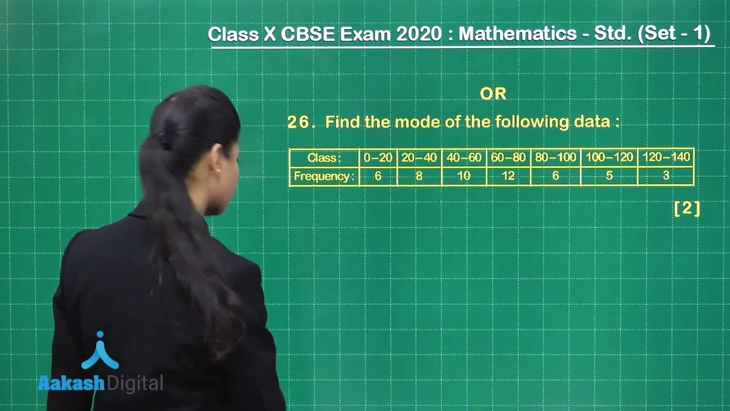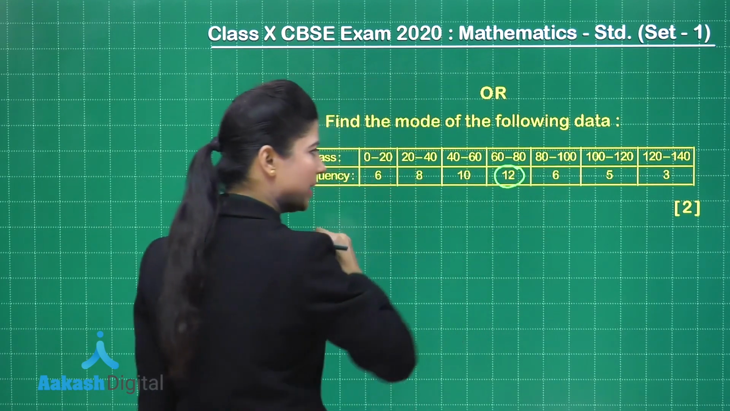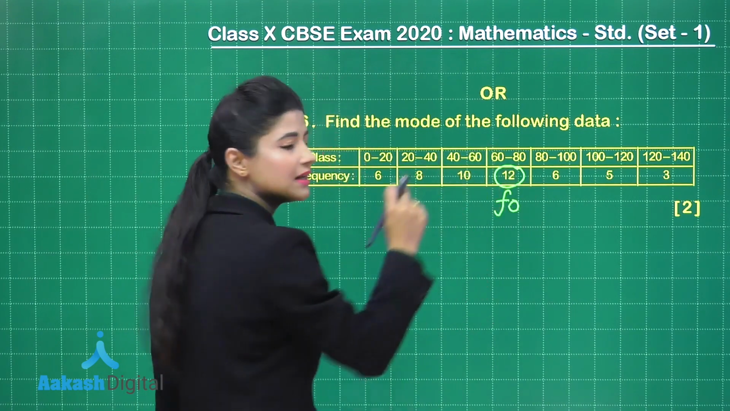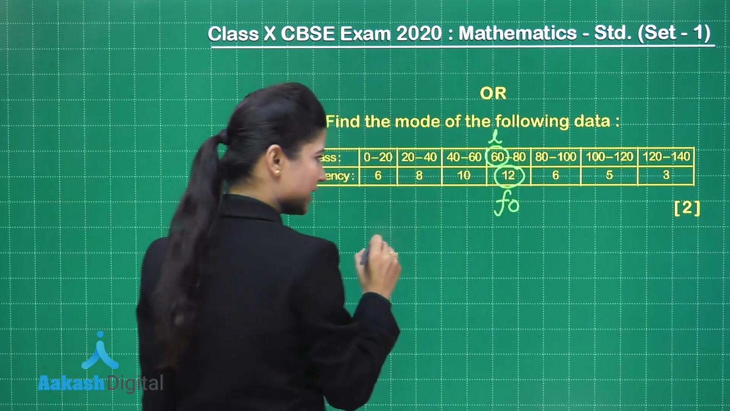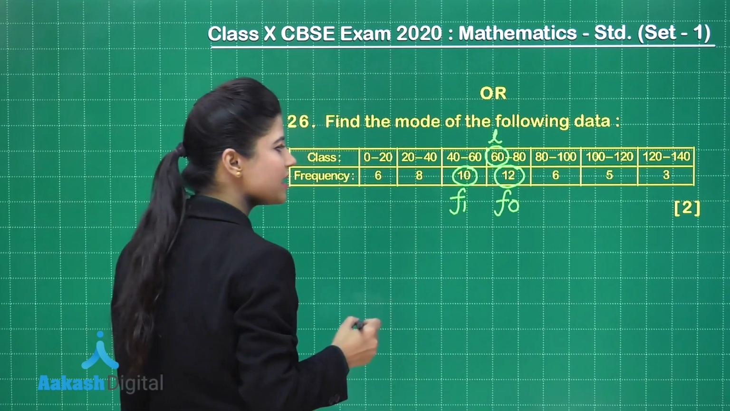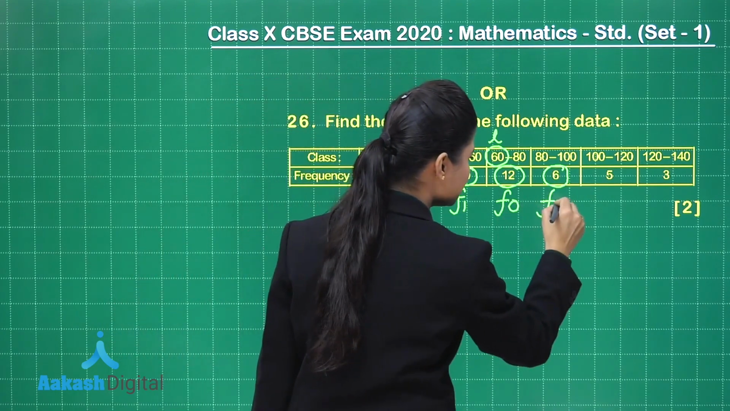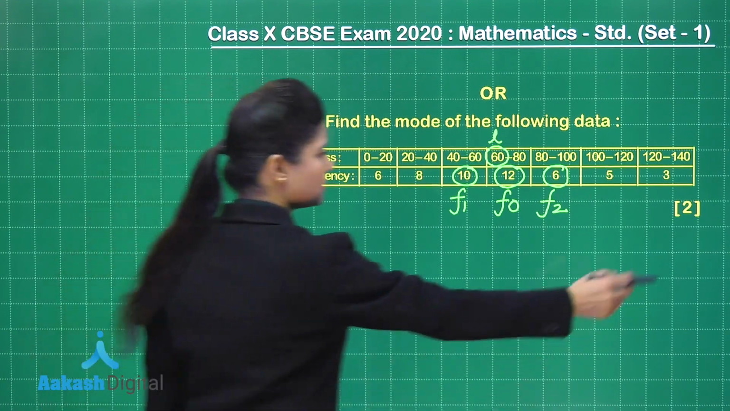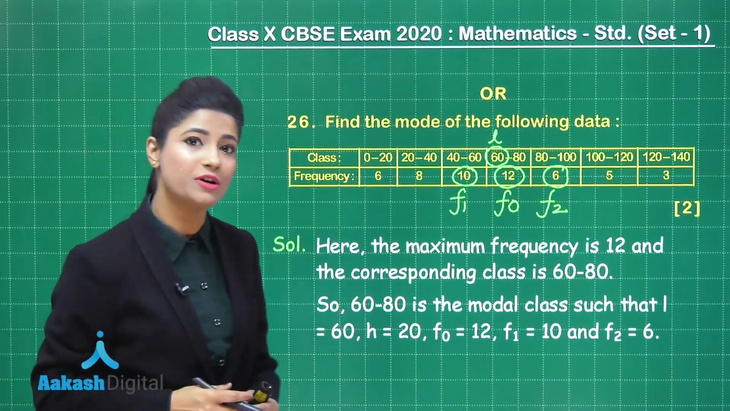When you observe the frequencies provided, out of all classes, the highest frequency is here, 12. So this is F0, the frequency of the modal class. This is the modal class having the class interval 60 to 80. So 60 is the lower limit of the modal class. Here 10 is the frequency of the class preceding the modal class, which I denote as F1. 6 is the frequency of the class succeeding the modal class, which I denote as F2. And H can be considered as the class size, which is 20 in this case. So here we can definitely say that the maximum frequency is 12 and its corresponding class is 60 to 80.